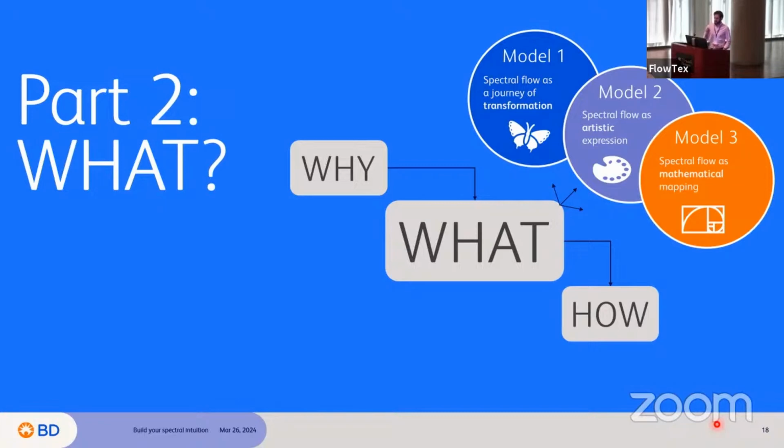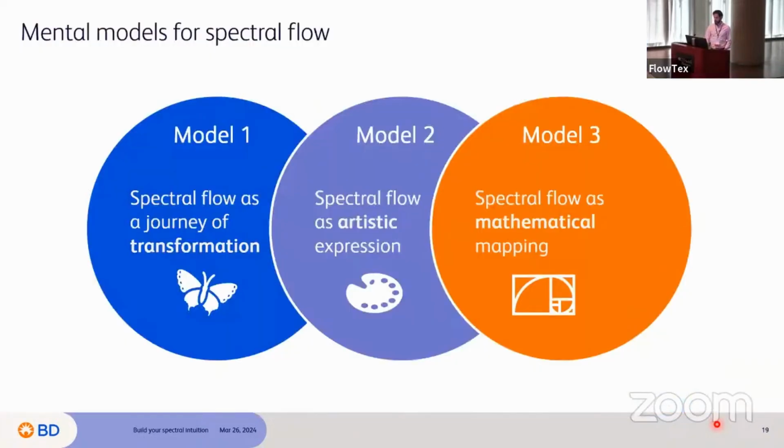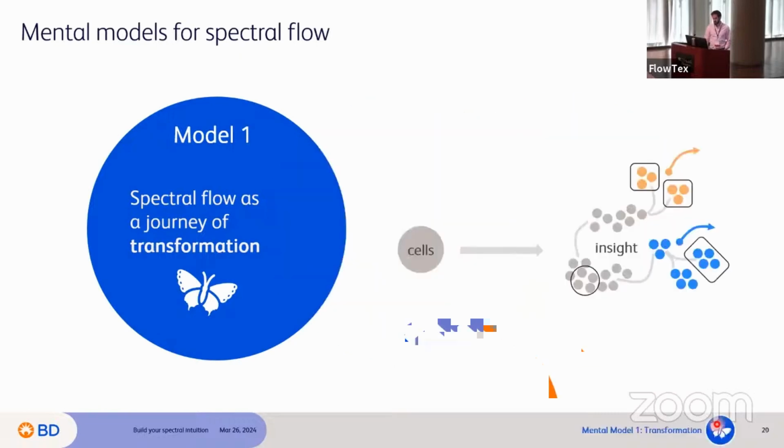Okay, so we know why we're talking about this, or at least I know why, maybe it wasn't clear. Let's now talk about what are some models we can use to understand flow cytometry. And like I said, we're going to break it into 3 mental models that I have found helpful for understanding this as we have worked through this at BD.